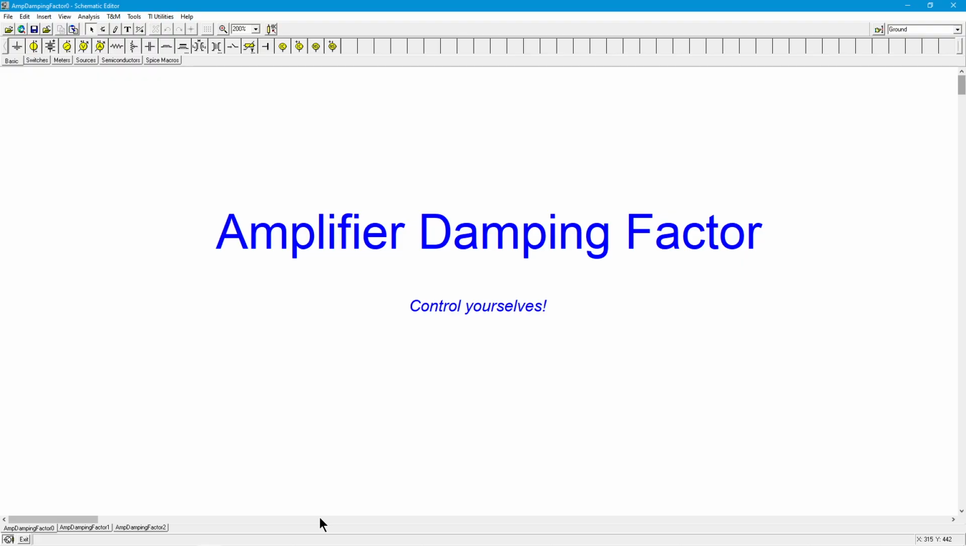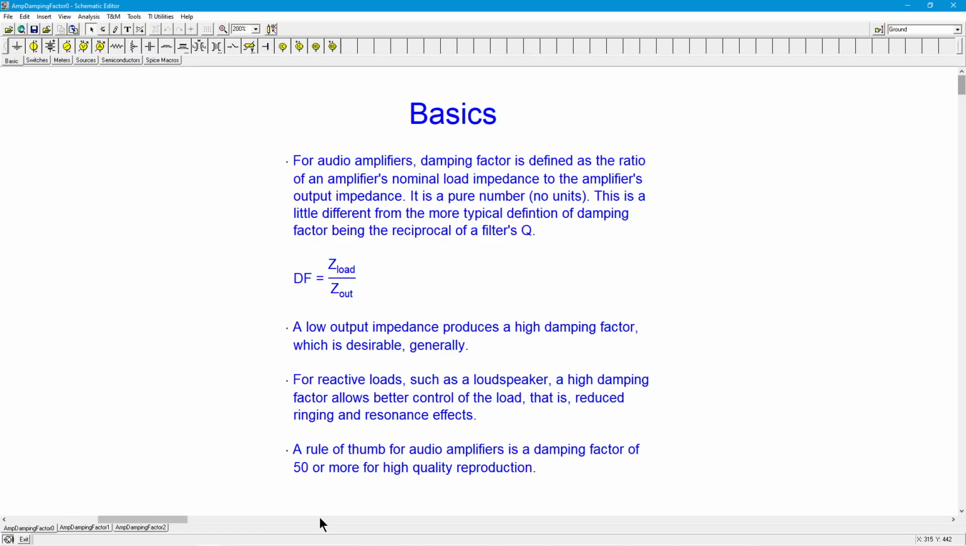All right, so just what is an amplifier's damping factor? Well, for an audio amplifier, damping factor is defined as the ratio of the nominal impedance of your load, like your loudspeaker, so typically 8 ohms in a home system, to the amplifier's output impedance. Because this is ohms over ohms, you wind up with a pure number. In other words, there are no units.